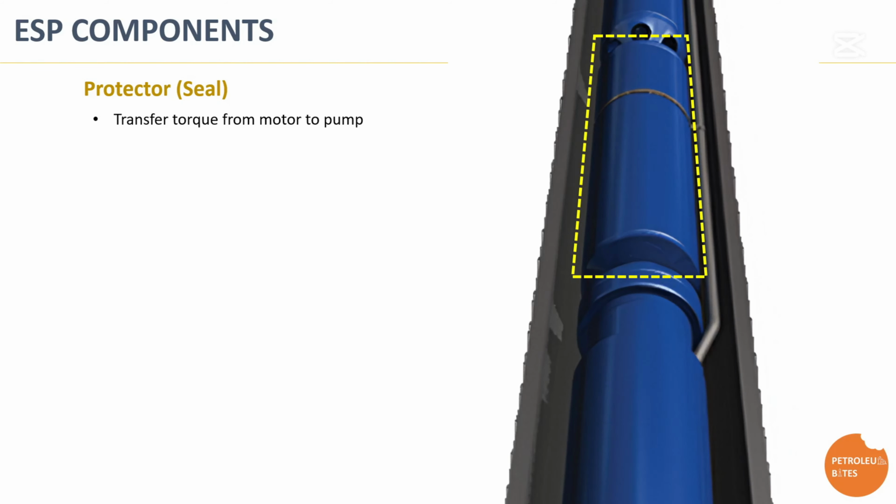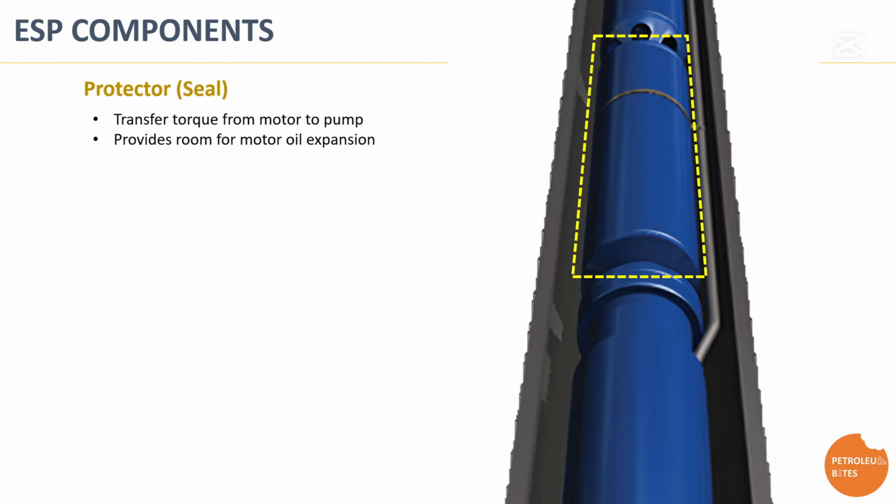As the ESP motor runs, it produces heat, causing the dielectric inside the motor to expand. The protector compensates for this expansion, preventing excessive pressure buildup that could damage motor components. Additionally, it acts as a protective seal, preventing well fluid from entering the motor, which could lead to dielectric failure, corrosion, and bearing damage.